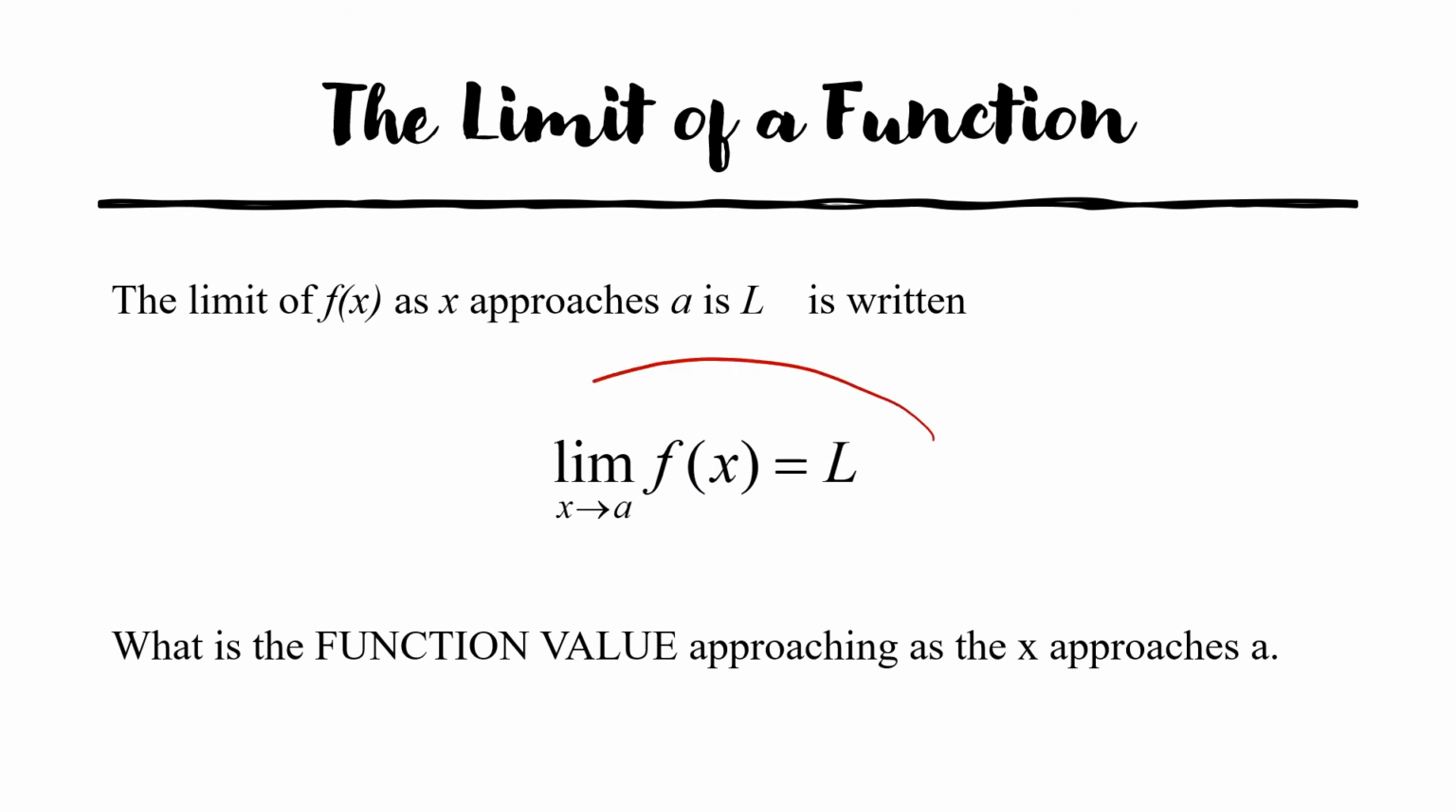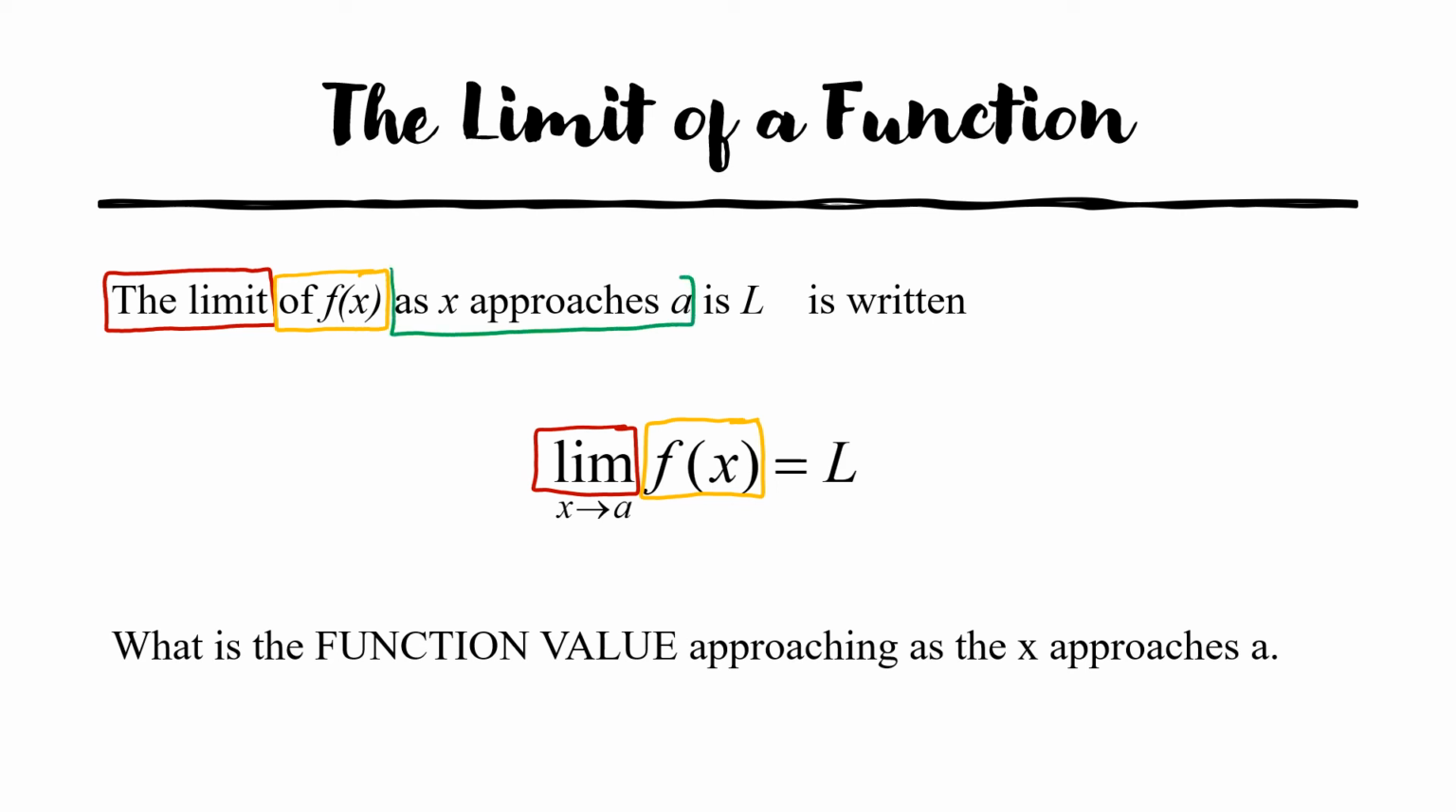So when we see this mess of symbols here, the way we say this is the limit, so that's what this lim means, of f of x, so whatever is to the right of that lim, as x approaches a, so that's that little piece down here below the lim, is L. So the limit of f of x as x approaches a is L.